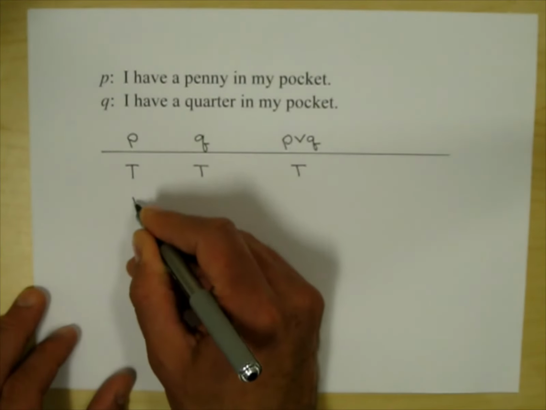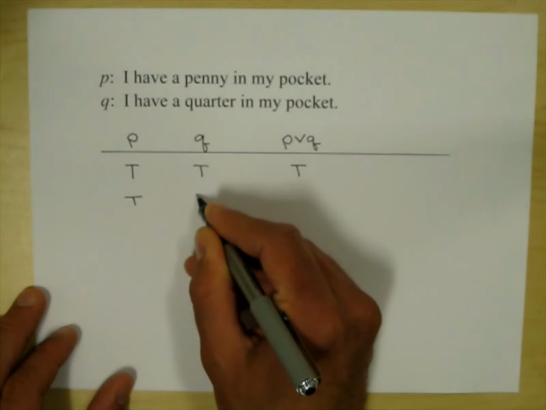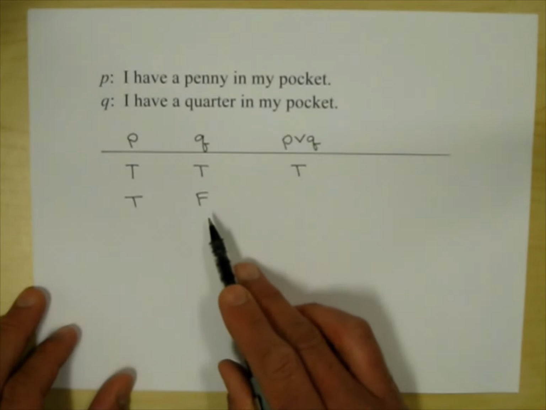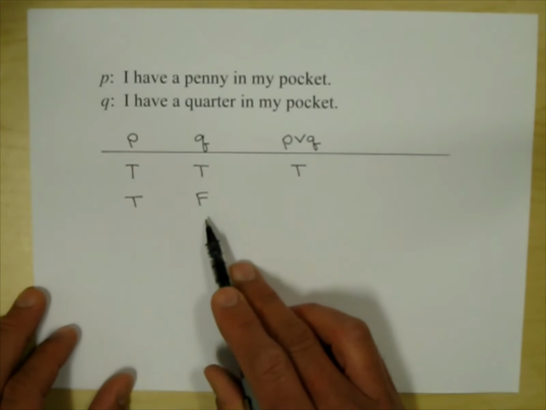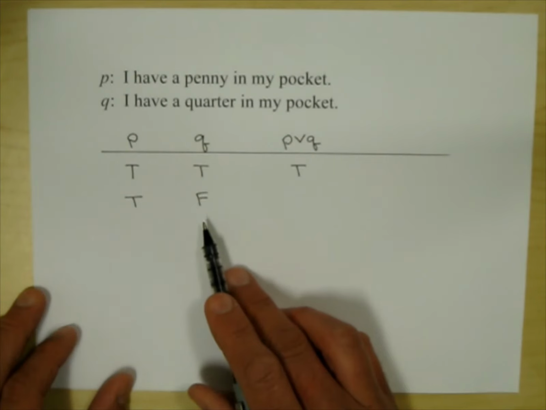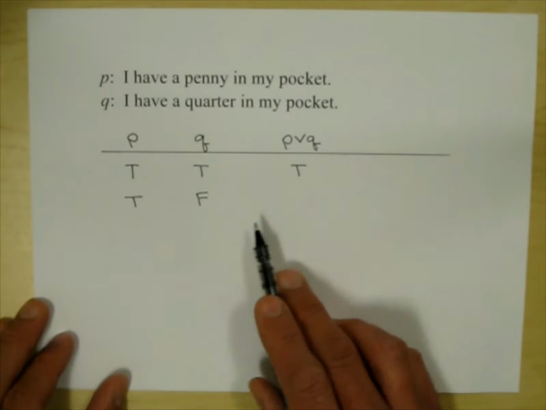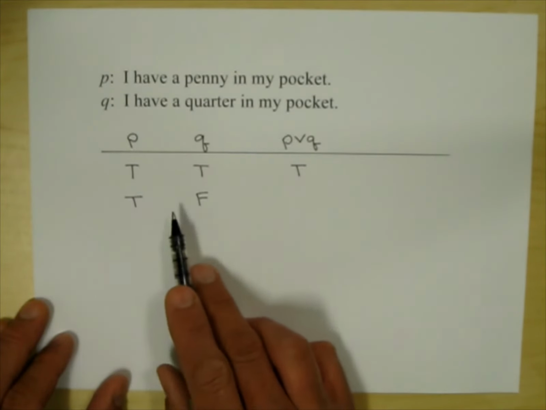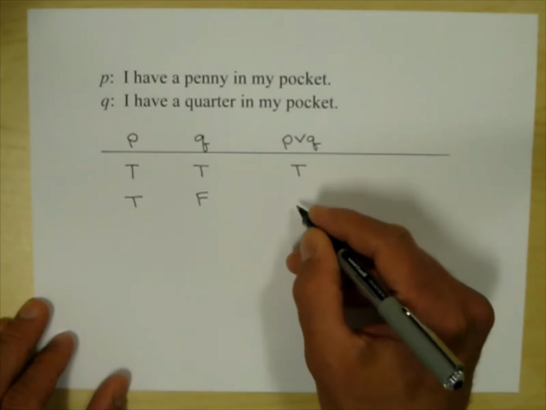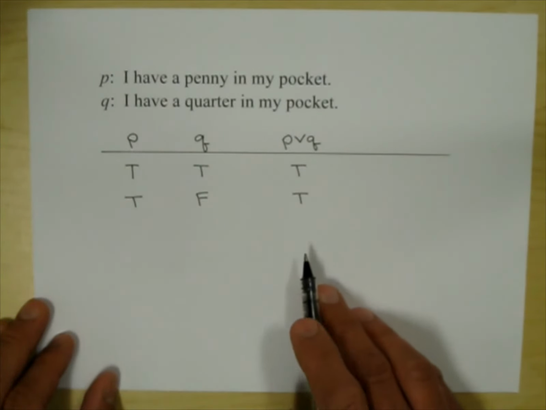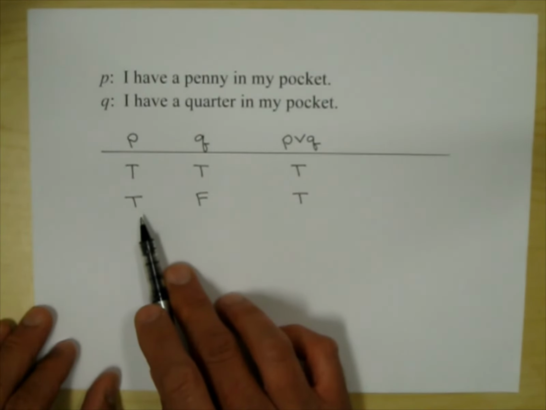Okay, so what was the next thing that we did when we were doing the conjunction? I think P was true and Q was false. Okay, so it is true that I have a penny in my pocket. I have a quarter in my pocket is false. So in my pocket there's a penny and there's not a quarter. I come up to you and I say, I have a penny or a quarter in my pocket. Did I lie to you? No, I didn't, because I do have a penny in my pocket. So true or false gives me true. Okay, and that's what it is because I have that penny.